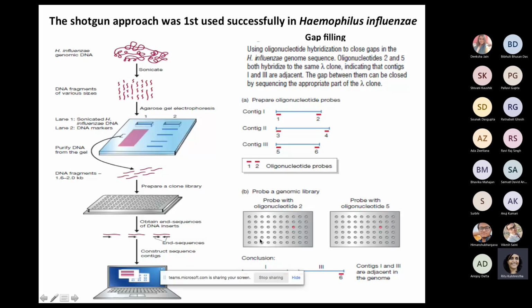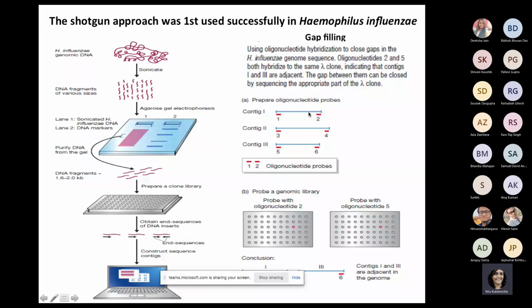So then by sequencing those, I can figure out that, okay, these 3 clones are continuous to each other. Now, another possibility is that I probe it with oligonucleotide 2, and I probe with oligonucleotide 5. Then, incidentally, I find that they both hybridize to the same clone. So it means that my contig 1 and contig 3 definitely are in close proximity to each other, and they might be overlapping.